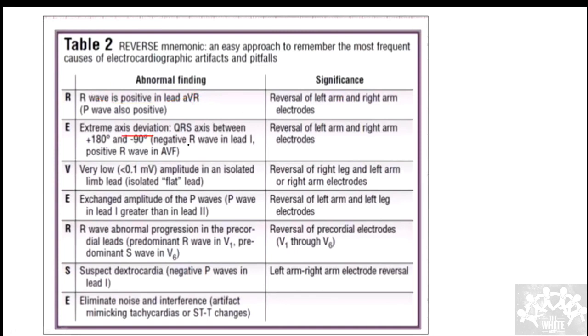We'll come to axis later. Then there are very low isolated complexes in a limb lead, the flat lead, the pseudo asystole pattern I told you about, so you think of a leg reversal. Also, lead 2 should be maximum, and lead 1 plus lead 3 should equal lead 2. If that is not satisfied, there is a reversal somewhere. And there is abnormal progression of the R wave in the precordial leads. That also you should think of.